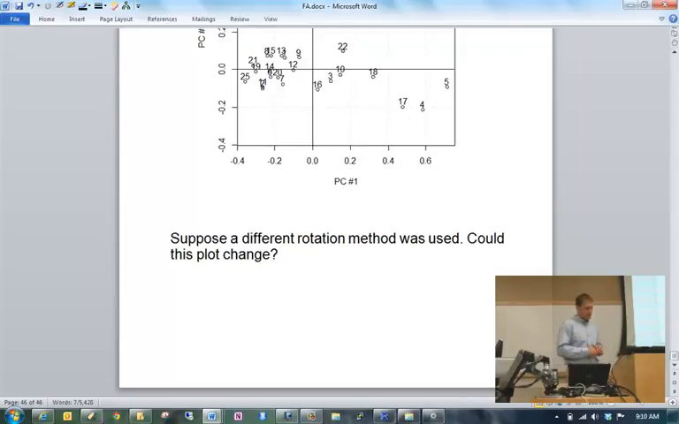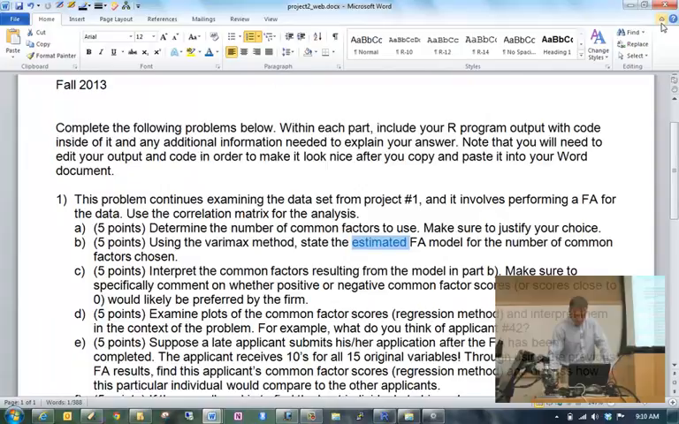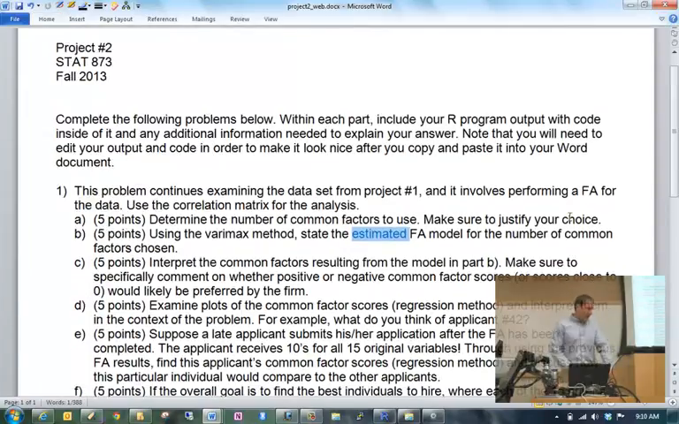Okay. So that concludes test number 2 material. Any questions? Okay, so let's take a look at project number 2. That was posted to the course website since we last met. The project is the same format as last time. You can work in groups of up to 3. It is due Wednesday, November 6th at class time.